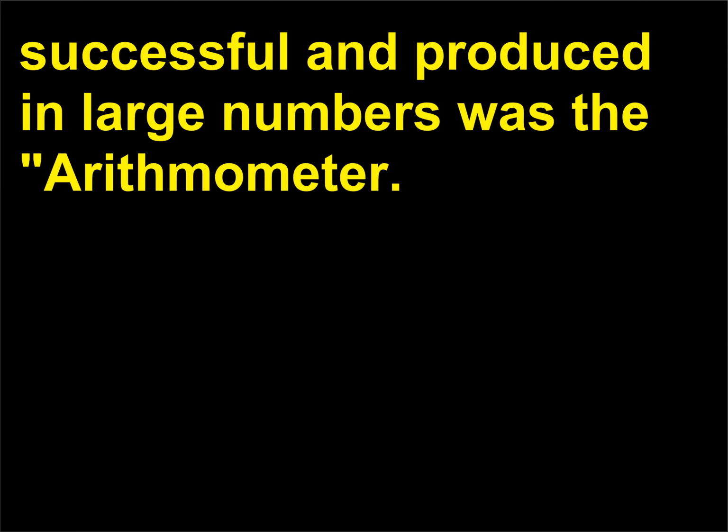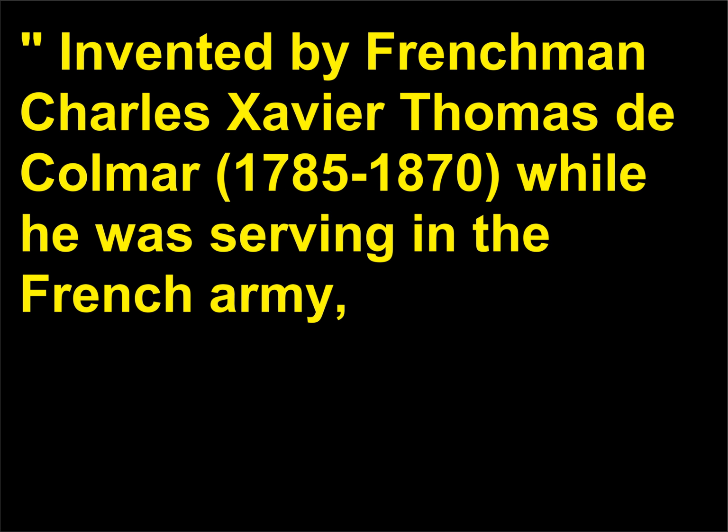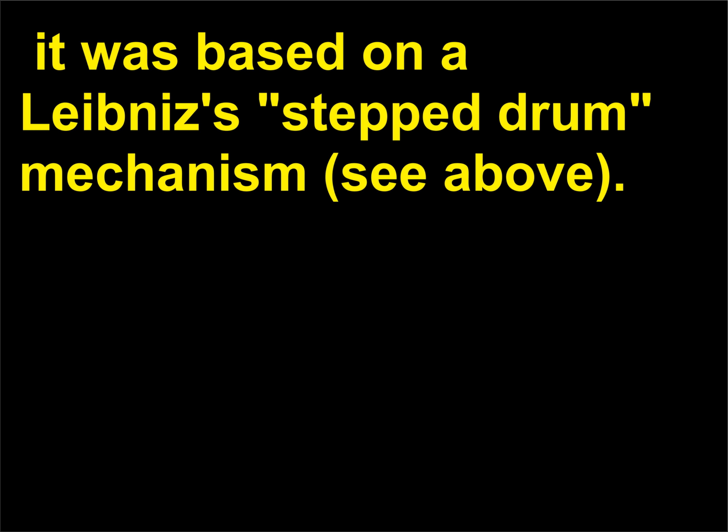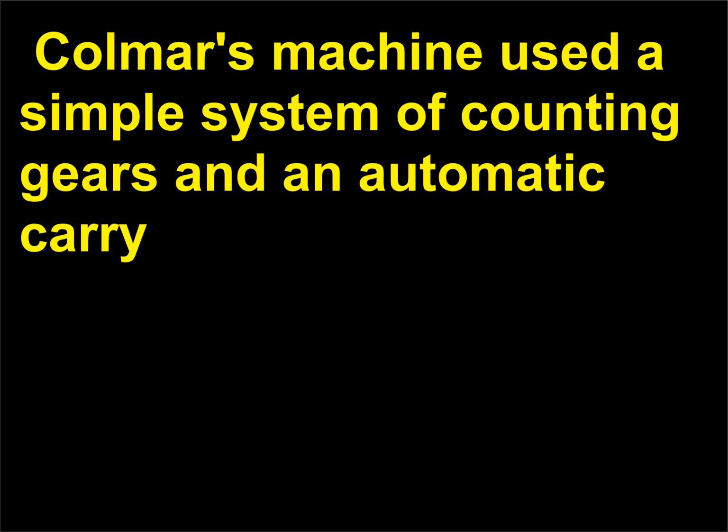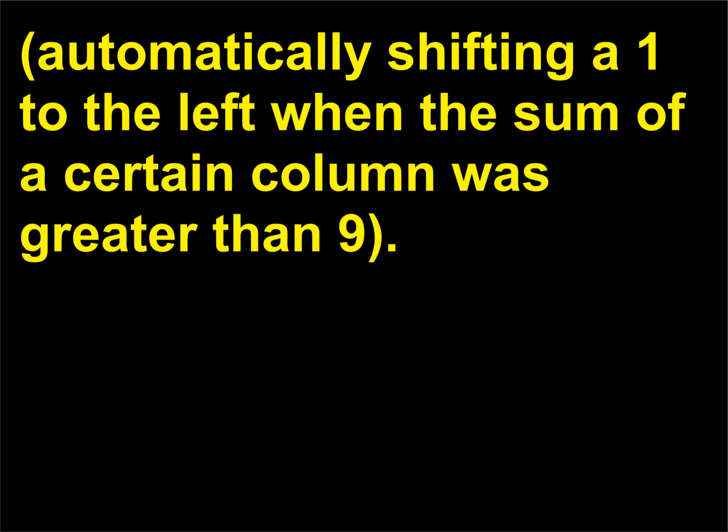By 1820 the first calculating machine to be commercially successful and produced in large numbers was the arithmometer, invented by Frenchman Charles Xavier Thomas de Colmar (1785 to 1870) while he was serving in the French army. It was based on a Leibniz step drum mechanism, see above. Colmar's machine used a simple system of counting gears and an automatic carry, automatically shifting a 1 to the left when the sum of a certain column was greater than 9.